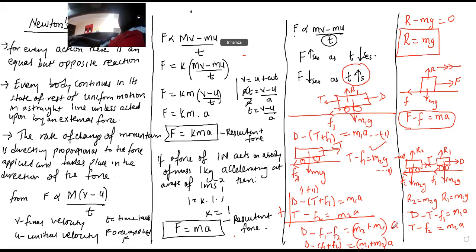I beg your pardon, on the last thing you said, why is tension being eliminated? Yeah. Have you got how I derived D minus F1 minus F2 is equal to M1 plus M2 times A?